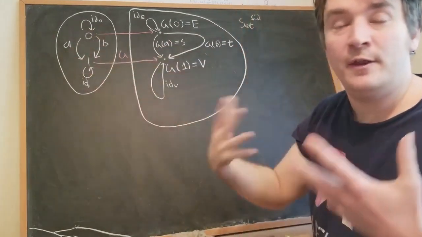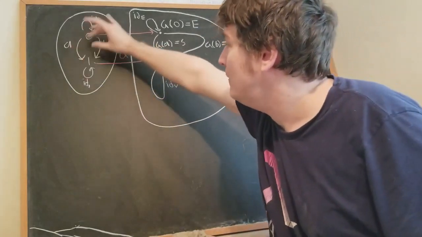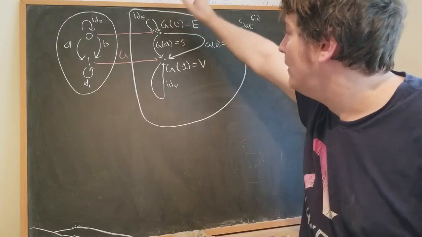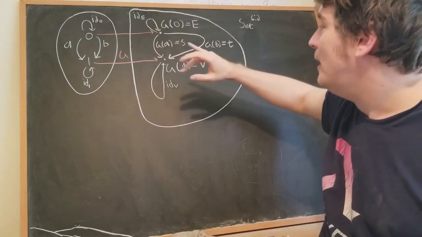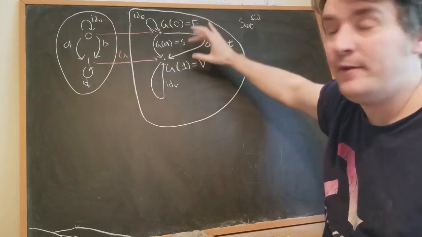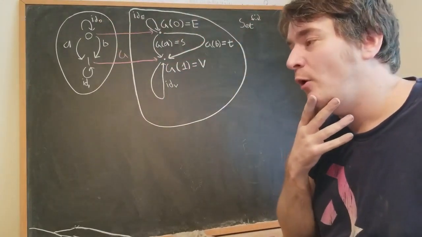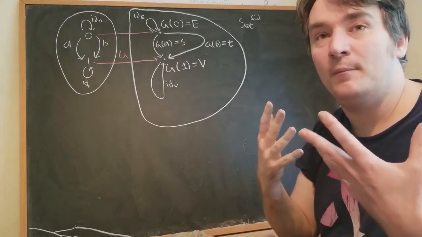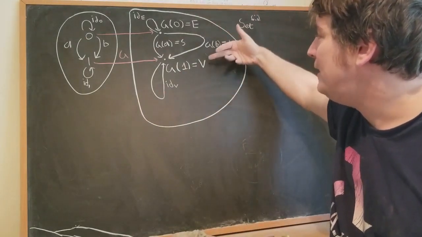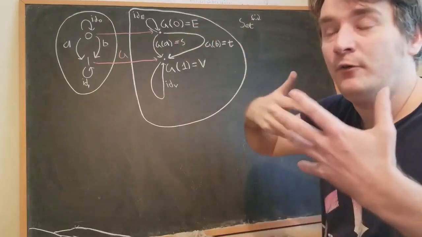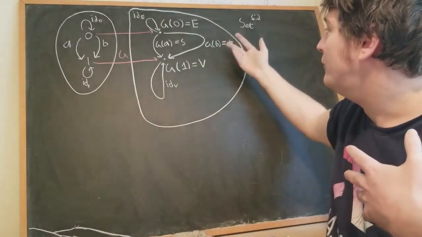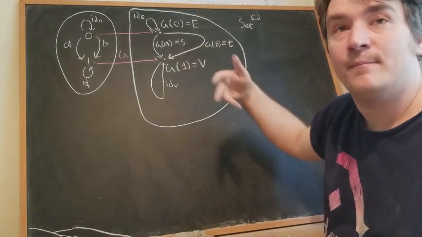So also under this functor, this arrow A from 0 to 1 gets sent to this arrow, S, from E to V. And similarly, B gets sent to an arrow T from E to V. So all we have to do now is just think, well, this is in the category Set. So E is a set, V is a set, S is a function which is sending E to V, and T is a function which is sending E to V.